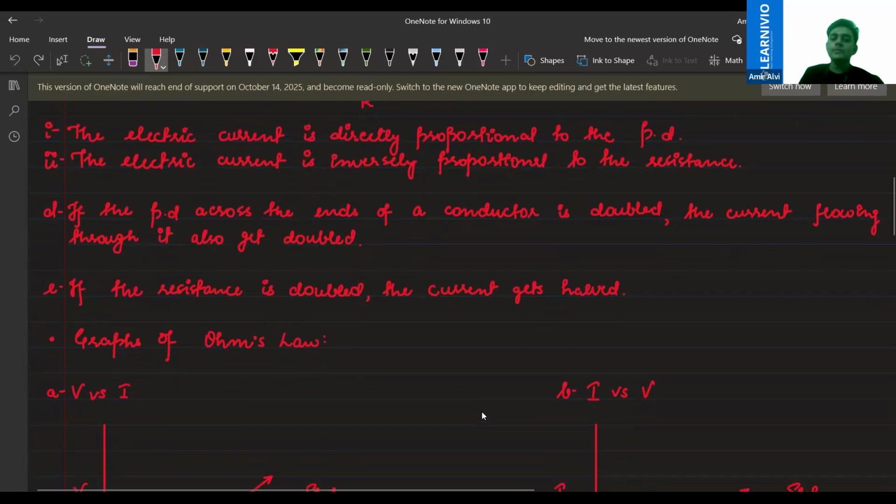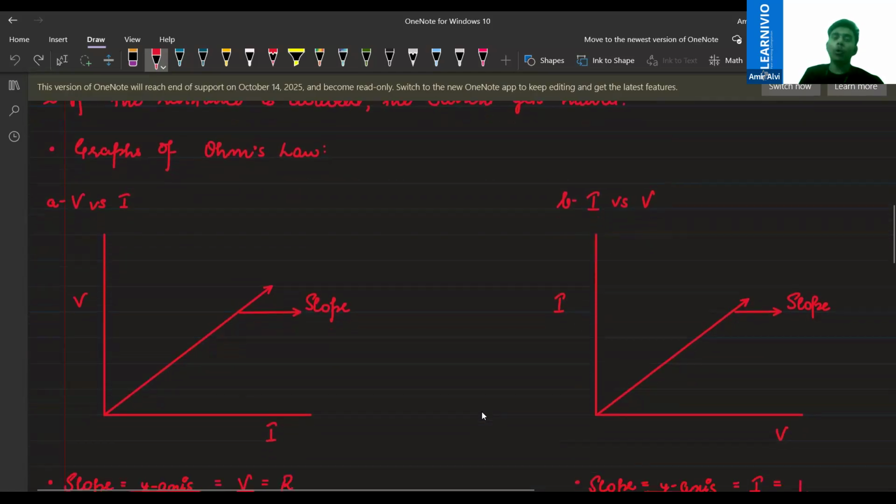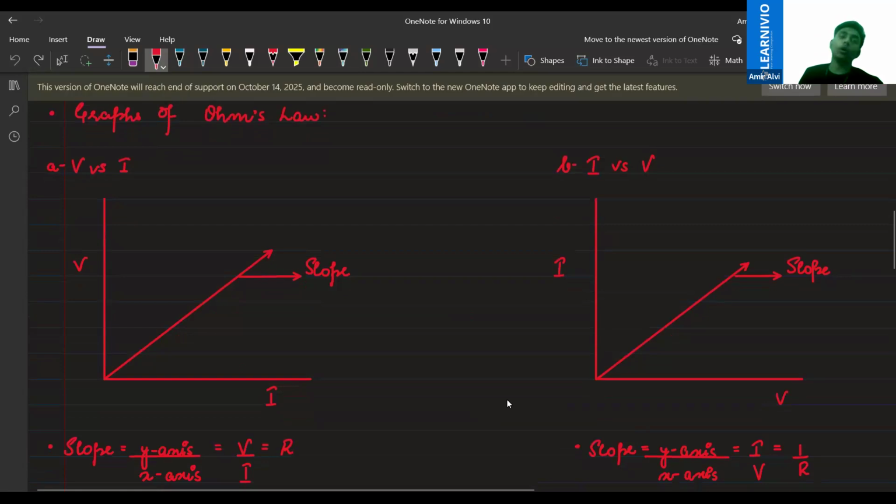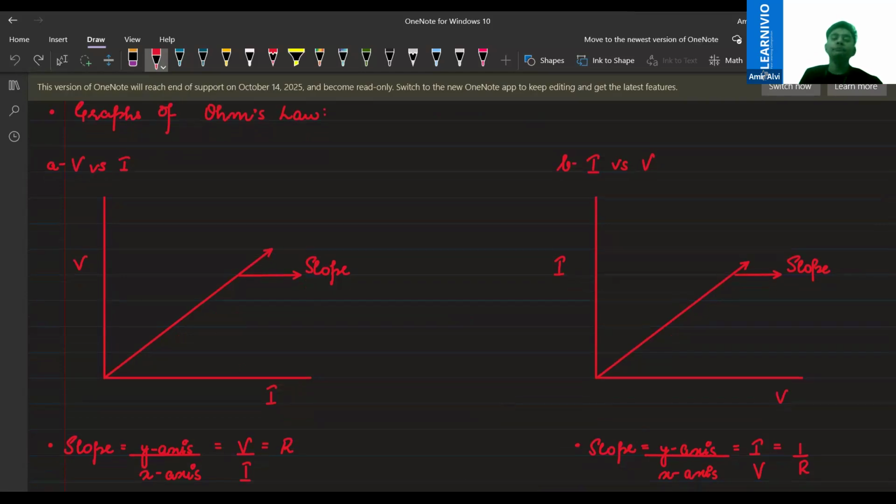Now the next thing is very, very important, which is the V versus I graph, or basically the graphs of Ohm's law. There are two types of graph. In the exam, either a V versus I graph would be given or an I versus V graph. Most of the time, students get confused between I versus V and V versus I.